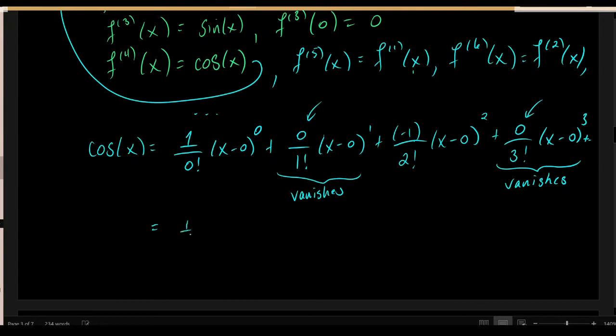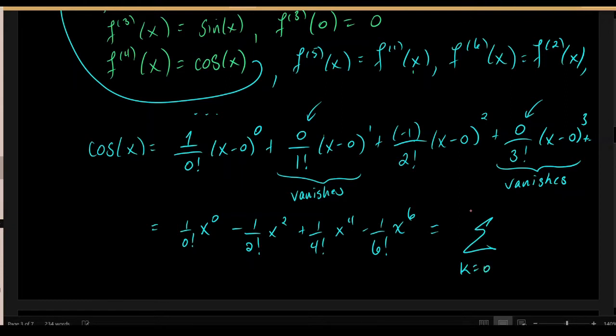So we'll have 1 over 0 factorial x to the 0th power minus 1 over 2 factorial x to the 2nd power, and then plus 1 over 4 factorial x to the 4th power minus 1 over 6 factorial x to the 6th power, and so on and so forth. So when you see this series represented in sigma notation, this is how you're generally going to see it. The sum, as k goes from 0 to infinity, x to the power 2 times k, so that only the even powers will show up.